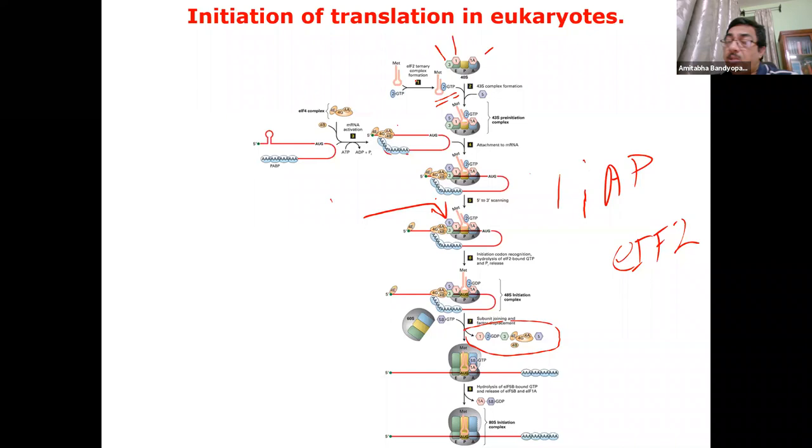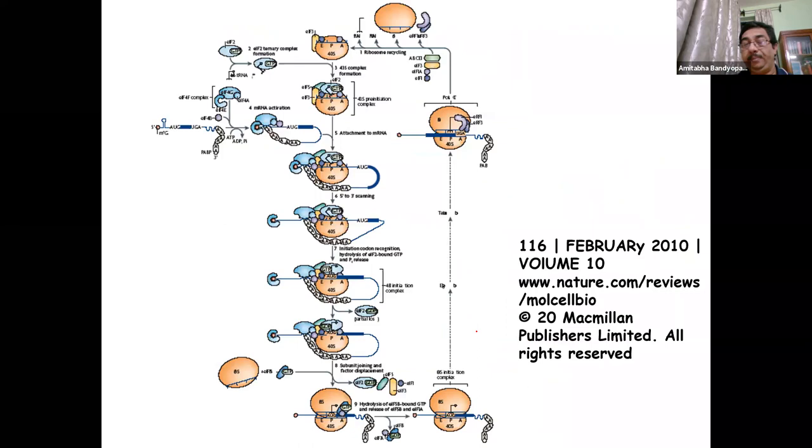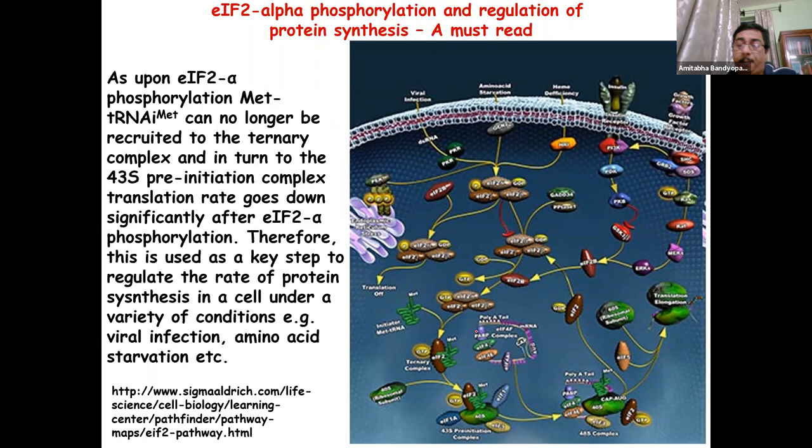Once those factors come off, the large ribosomal subunit will come and join, and the A site, P site, etc. will be defined. The next tRNA will come and bind to the A site, and translation will happen. Now, in bacteria, you need binding with IF2 for the initiator methionyl tRNA to be brought to the ribosome. In eukaryotes, you need EIF2, eukaryotic initiation factor 2, to bind to the initiator tRNA to bring it to the ribosome, to be part of the ternary complex, right?